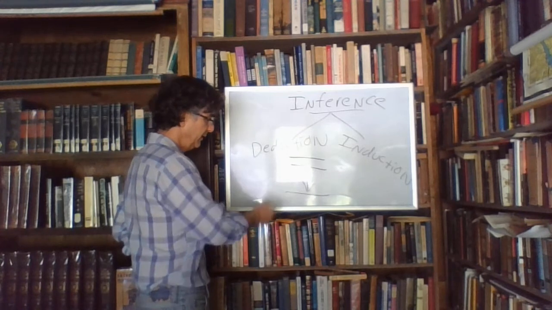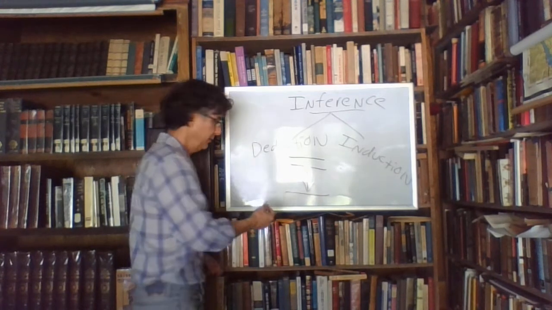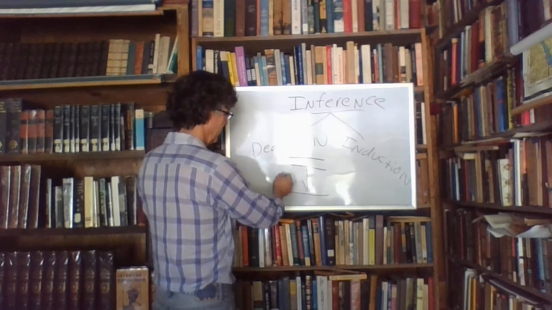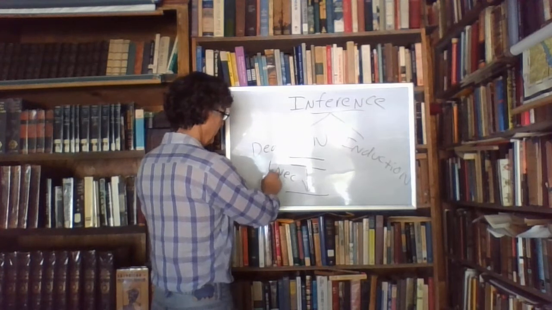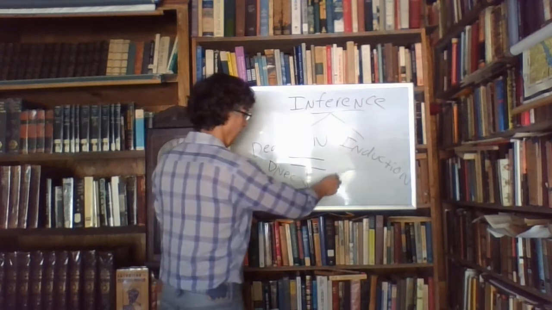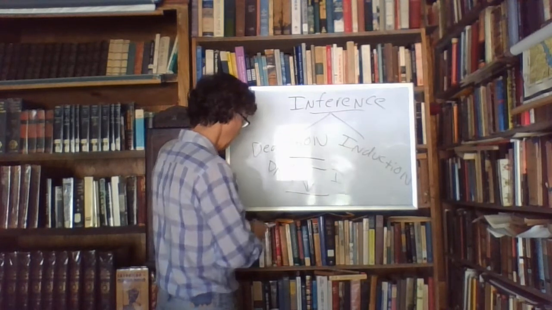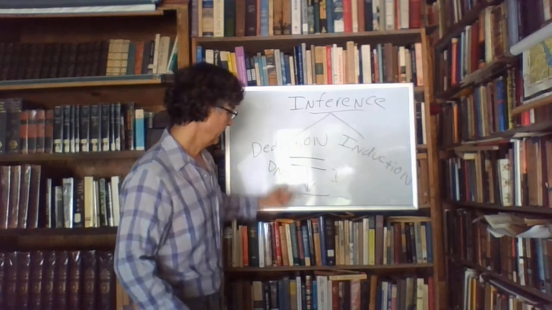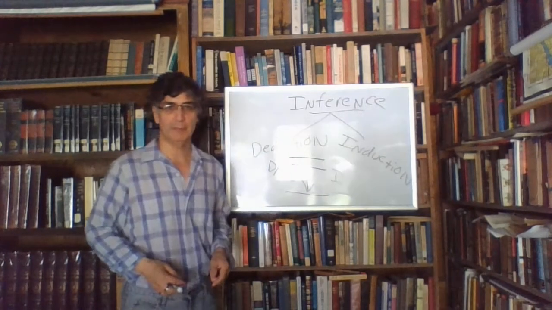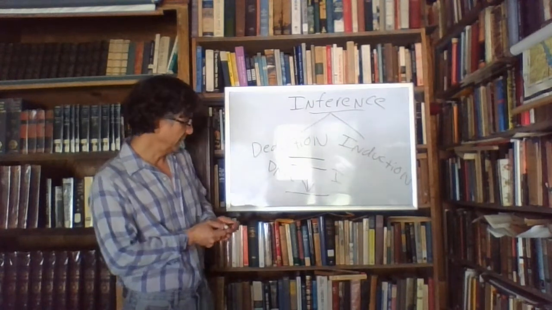So the idea is, in a deduction, the premises lead to the conclusion by necessity. I'm going to put a D over here for deduction on one side and induction on the other. Two kinds of inference. And again, in deduction, the conclusion follows of necessity from the premises. In other words, it could not be otherwise in a valid deduction.